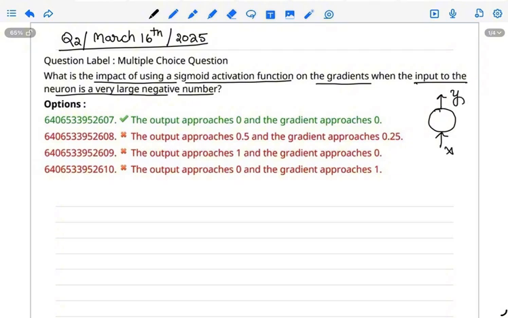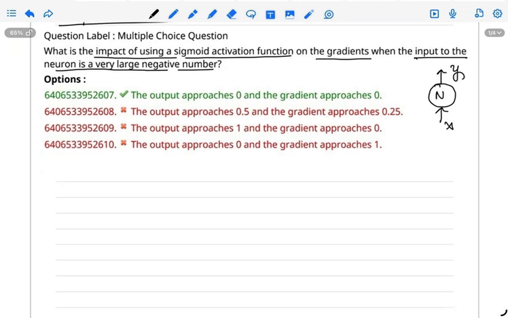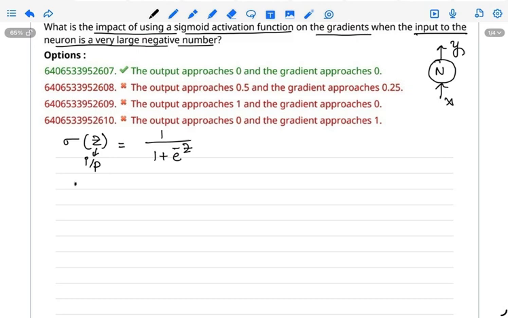When the input to the neuron is a very large negative number, the input goes to a sigmoid activation function. Z, that is sigma represented with Z, is the input. So how do we write the function in terms of Z? That is 1 by 1 plus e power minus Z. Z is the input. This is the function representation of the sigmoid activation function.